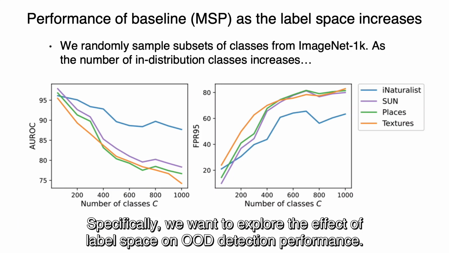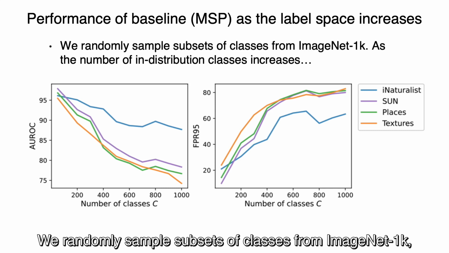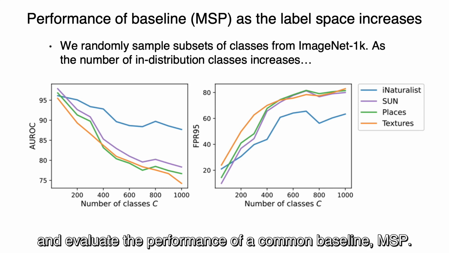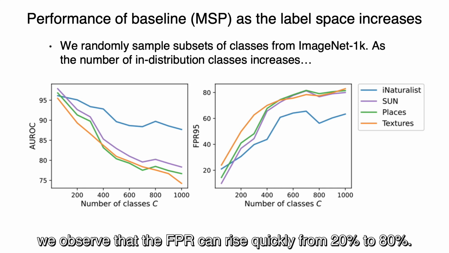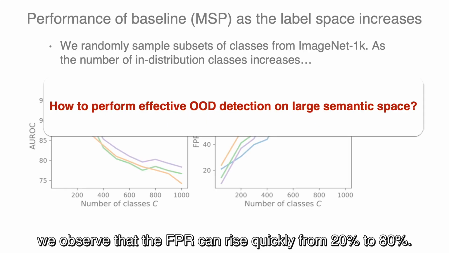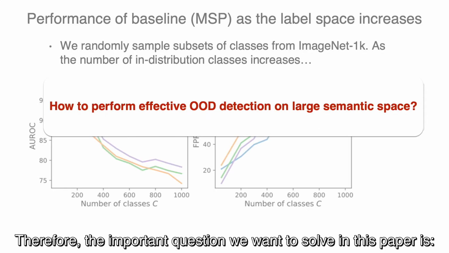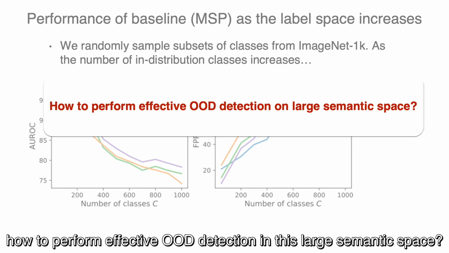Next, we evaluate existing approaches on this large-scale benchmark. Specifically, we want to explore the effect of label space on OOD detection performance. We randomly sample subsets of classes from ImageNet-1K and evaluate the performance of a common baseline, MSP. As the number of classes increases from 50 to 1000, we observe that the FPR rises quickly from 20% to 80%. Therefore, the important question we want to solve in this paper is how to perform effective OOD detection in this large semantic space.